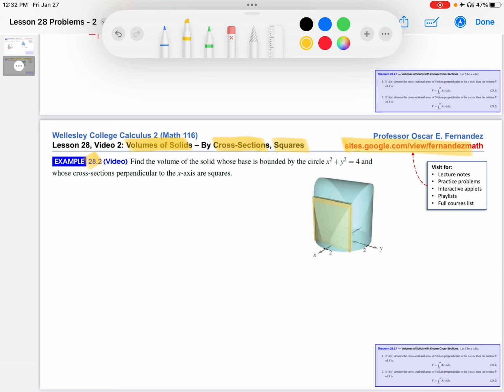You'll find those notes here along with these other resources. So I'll send you first, if you haven't already, to take a look at video 28.1 in this playlist. That might be a good place to start if you're new to finding volumes by cross sections. In that video, I do an example of that, and I discuss the theorem that we use to actually find that volume.